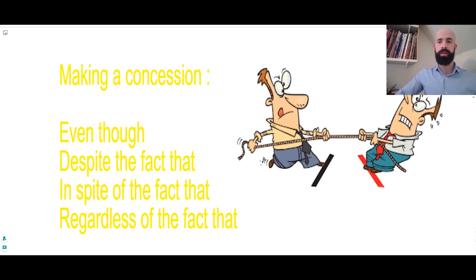Next up, making a concession. So whenever you have some type of a debate or an argument or even a fight, to concede ground or to make a concession means that you take a step back, you allow the other side of the argument to have some influence. So phrases that allow us to make a concession: even though, despite the fact that, in spite of the fact that, regardless of the fact that. Okay, so these are all just simple vocab, but it's good just to remind yourself that you should be trying to incorporate these into your writing.